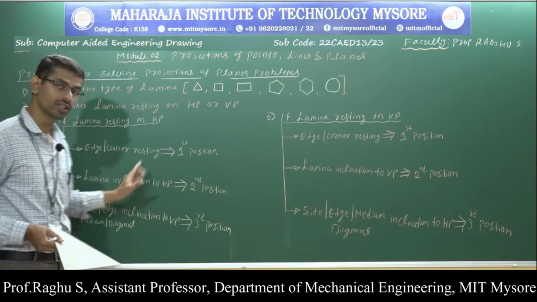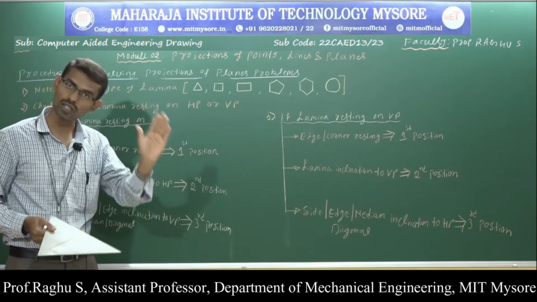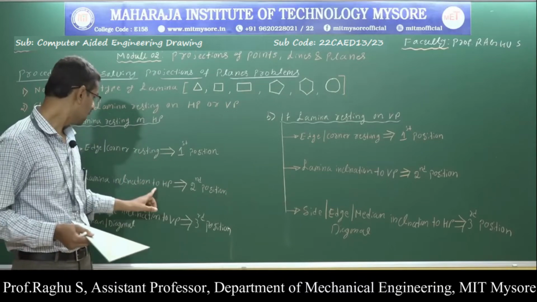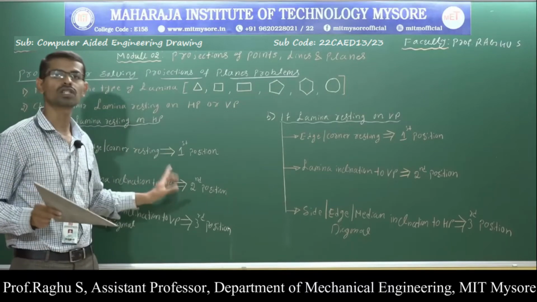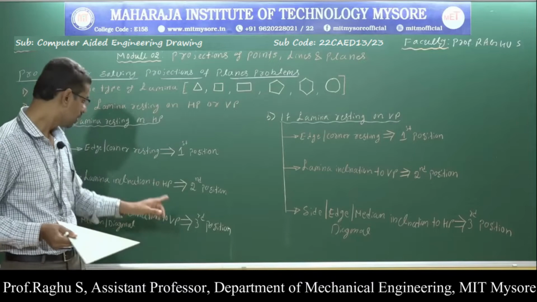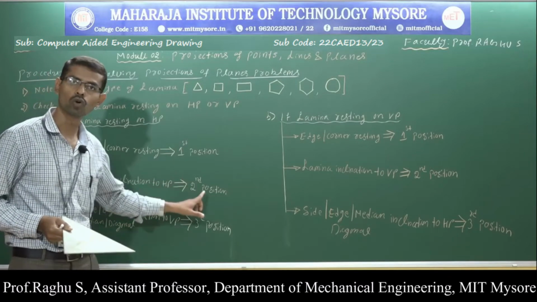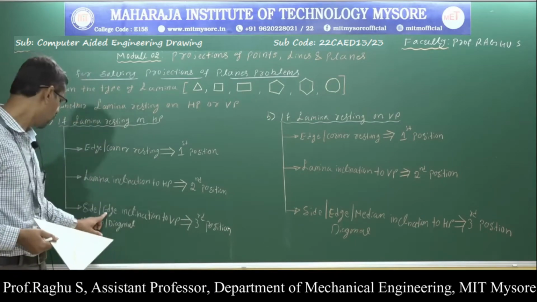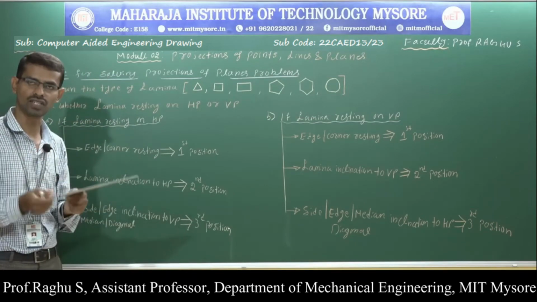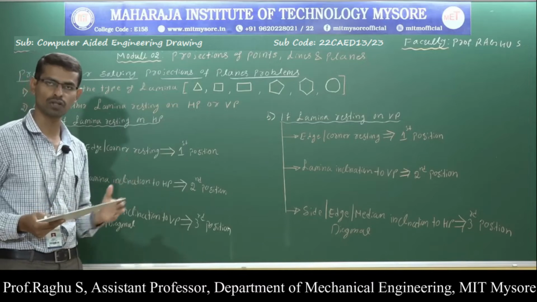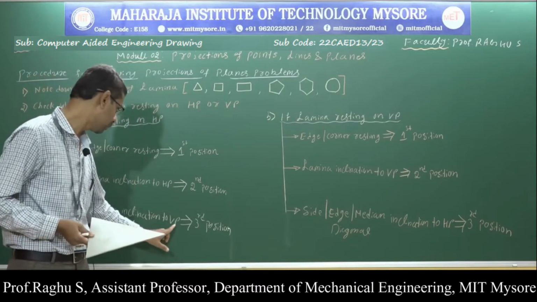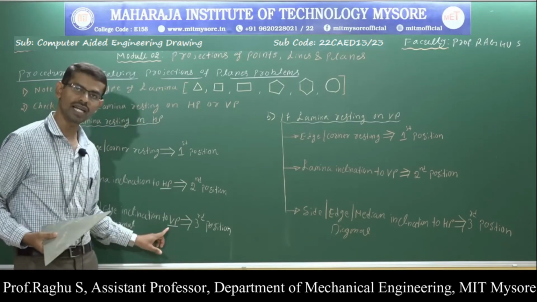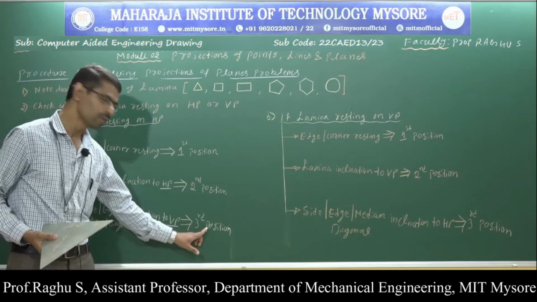Next, note down the lamina inclination with respect to HP. When the lamina is resting on HP, the lamina inclination is always with respect to HP only. Use this data to draw the second position. Next, note down the side inclination or edge inclination, median, diagonal, perpendicular bisector inclination with respect to VP. This data is used for drawing the third position.